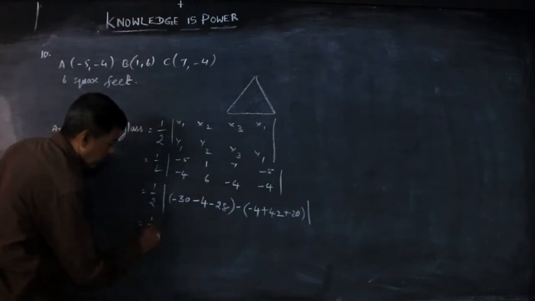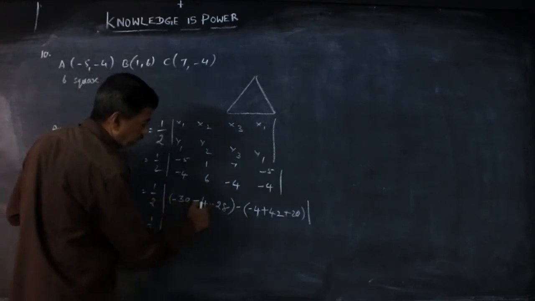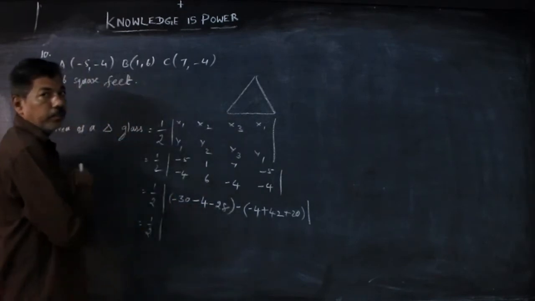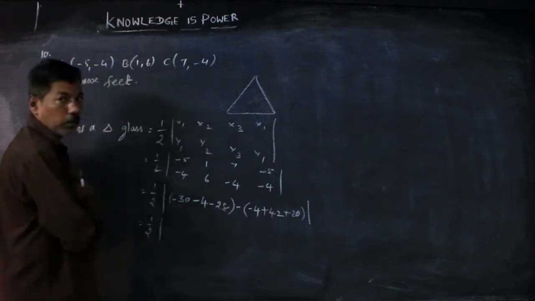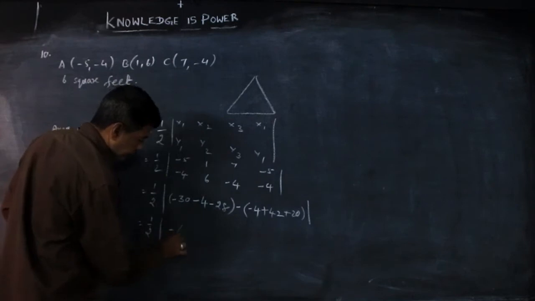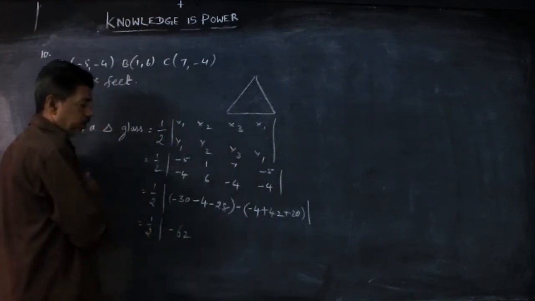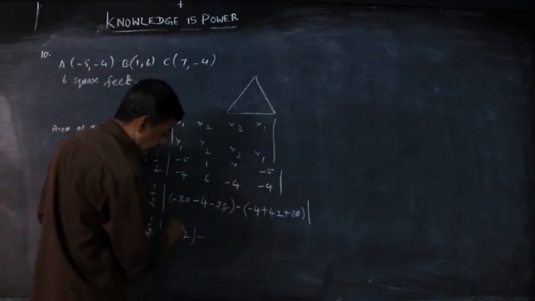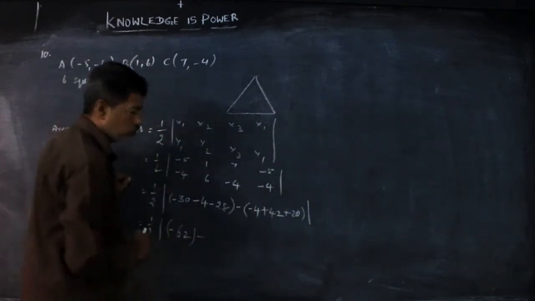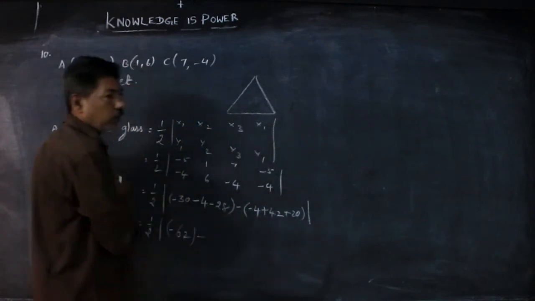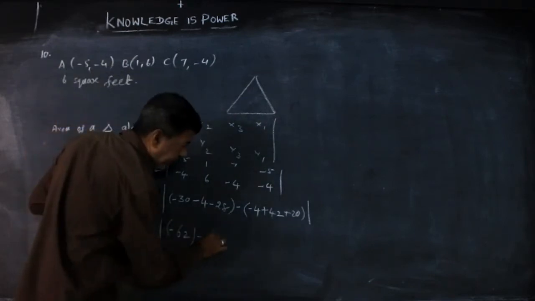Afterwards half into, so minus 30, minus 4, minus 28 when you add it, what will we get? Minus 30 plus minus 4 is minus 34, plus minus 28, minus 62. It's clear? Minus 62. Then here, what will we get? 42 plus 20, 62. 62 minus 4, 58. What is that? 58.